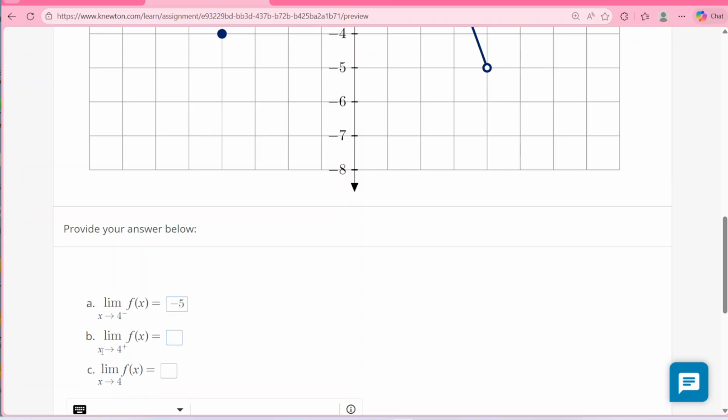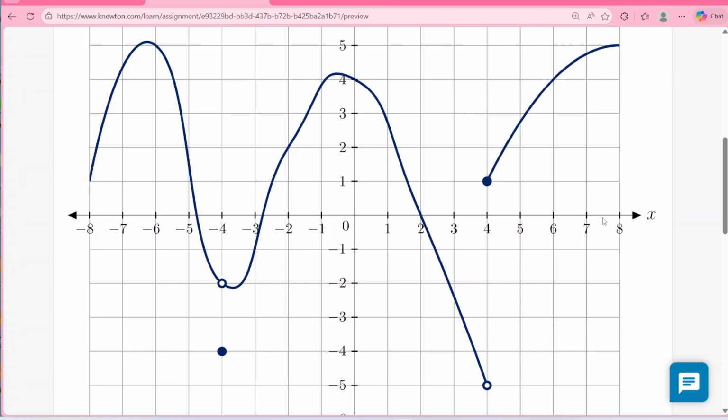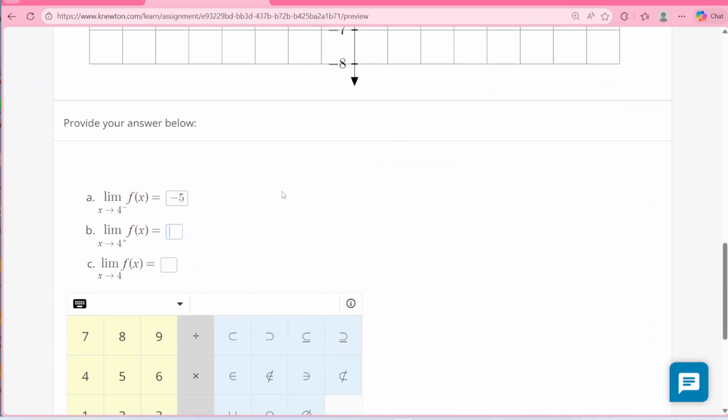All right, well then this next one is the limit as x approaches 4 with the little plus sign above it. So that means from the right side of 4. So go back up here and look to the right of 4. And on that part of the graph, as I move toward 4, see how the graph is approaching this solid point that has a y value of 1. So my right-sided limit is 1. The limit as x approaches 4 from the right is +1.